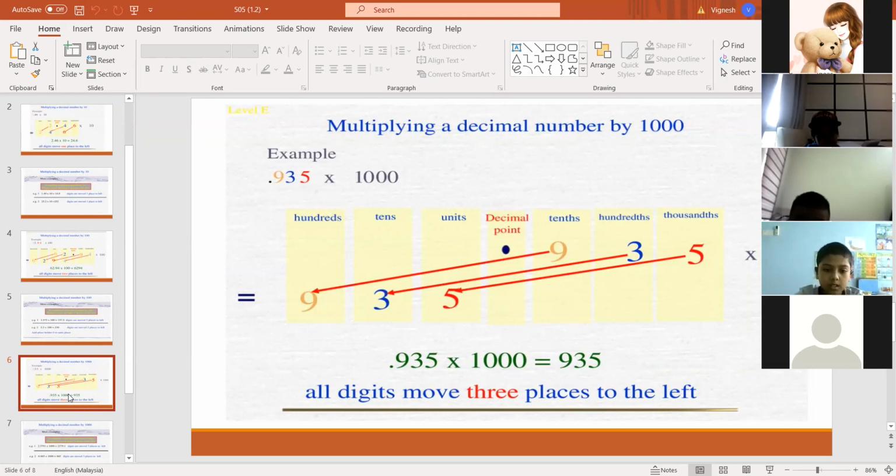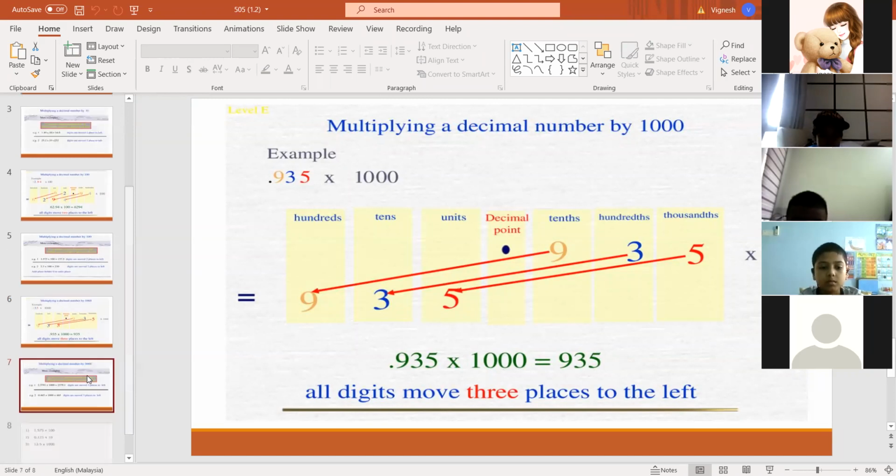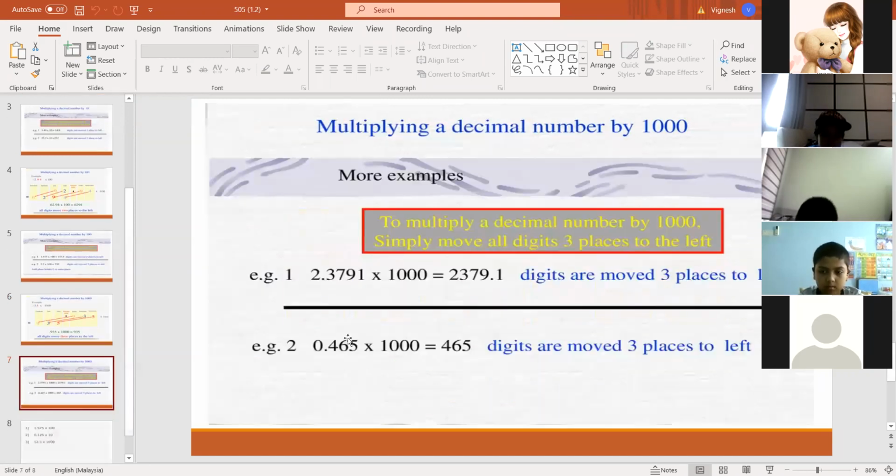10, 1. 3 decimal places. Yes, 3 decimal places. For 10, 1. 100, 2. 1000, 3. So you have to move 3 places to your right. Okay, since 0.935, you are moving 3 decimal places to your right. So your answer is 935. As you see the example here, you are moving 3 decimal places to your right, 1, 2, and 3.